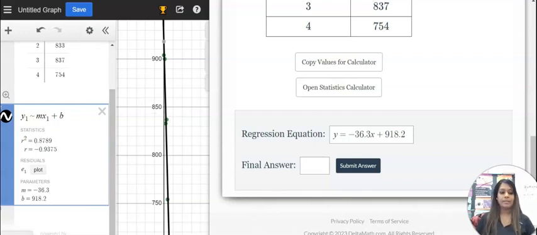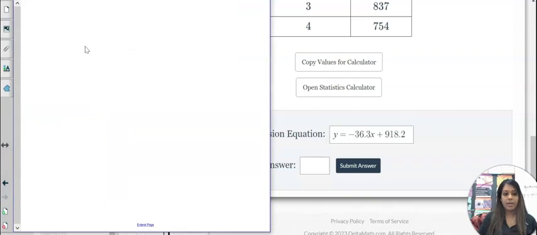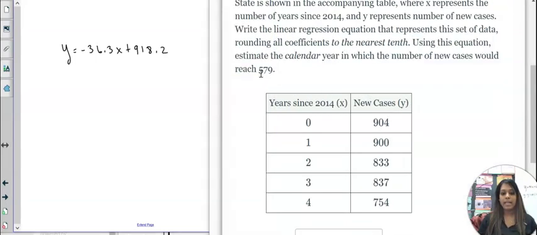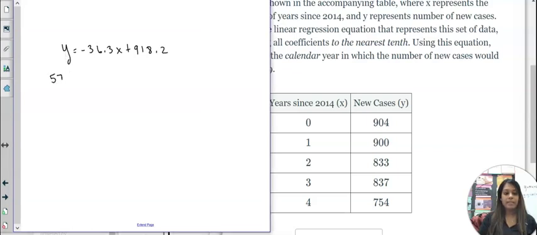Hold on. Go ahead and write my equation first. So you have y equals my equation, negative 36.3x plus my y-intercept, 918.2. And we are looking for the number of new cases at 579. Since the new cases is the y value, I'm going to plug it in here for y. So I'll just replace the y with 579 and then copy everything else down and then calculate my x.